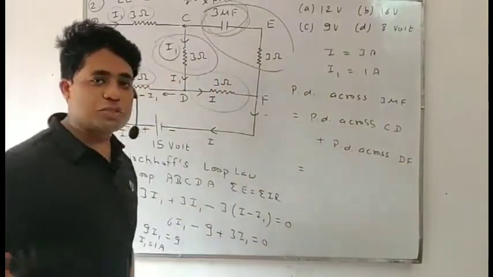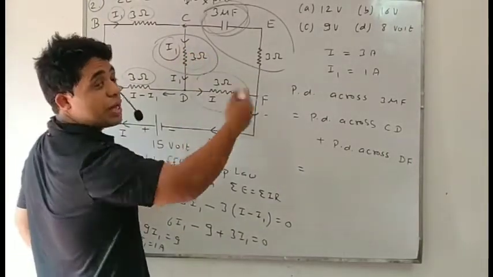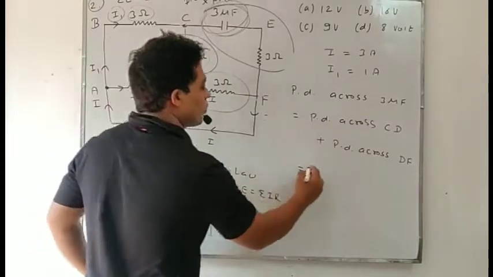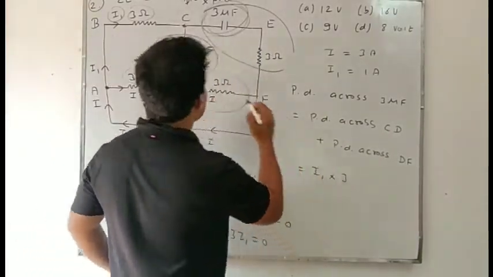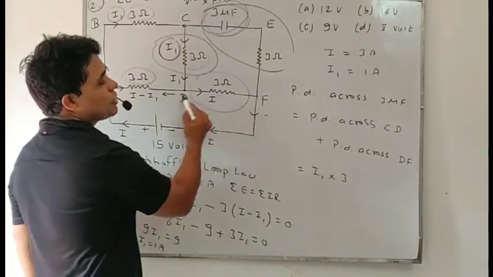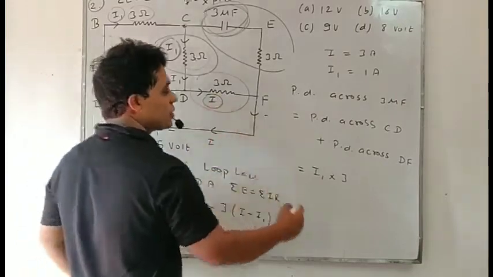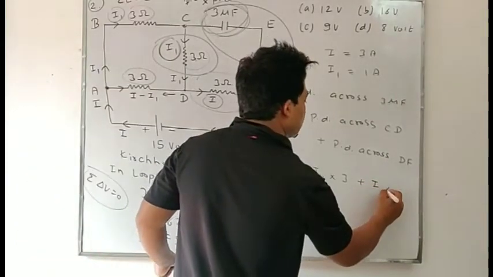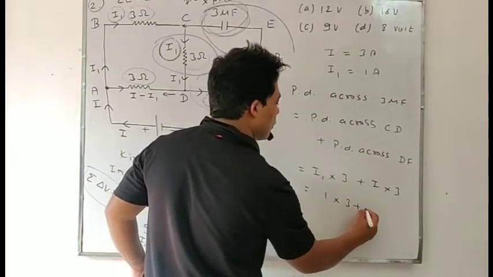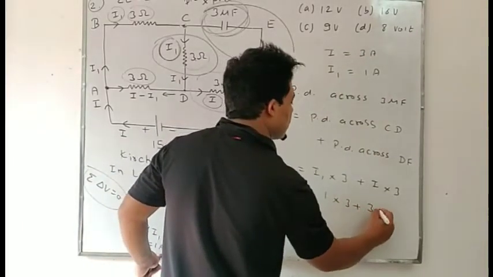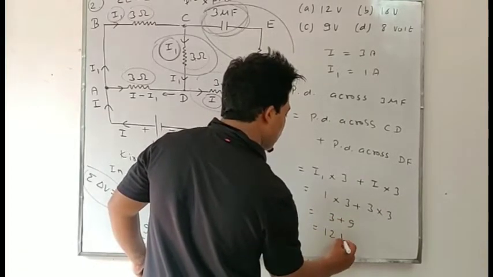How can we get potential difference? V equals IR. V equals IR. I is I1 and R is 3 ohm for the wire CD, and for this DF wire, current I, V equals IR, current I and resistance 3. I1 we got as 1, total current we got as 3. That will be 12 volts.